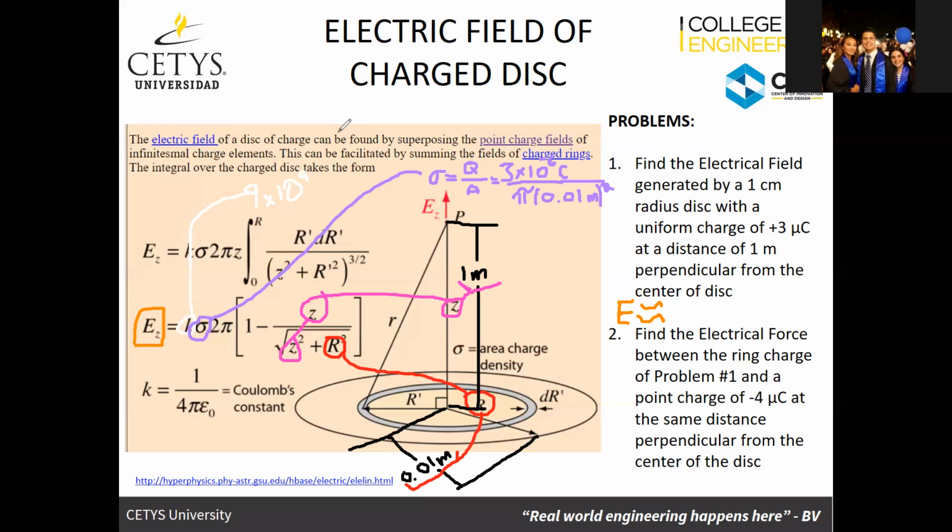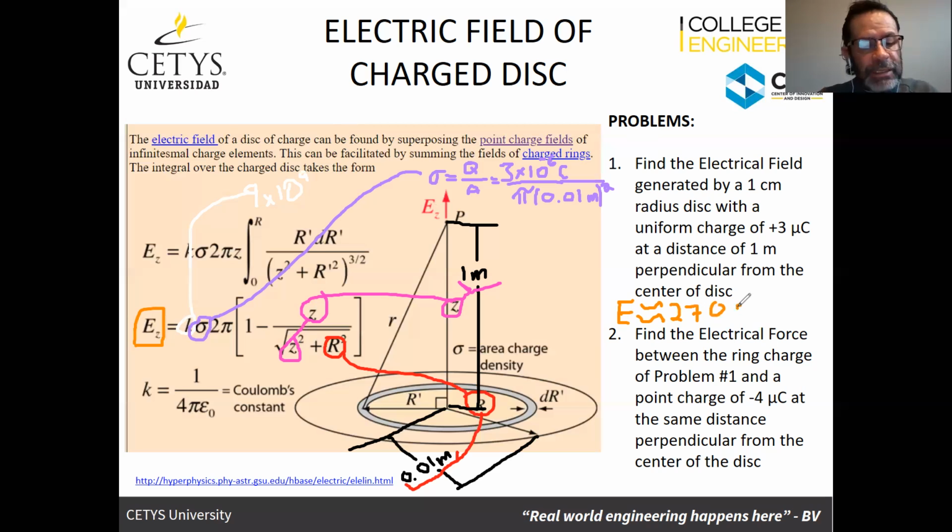Professor, we got 27,000. 27,000, probably rounded up. Okay, 27,000. Now, this is important. Notice that we're getting very large values for the electric field. That's normal. But remember that an electrical field is newtons per coulomb. So that is the effect per coulomb. So these are newtons per coulomb.